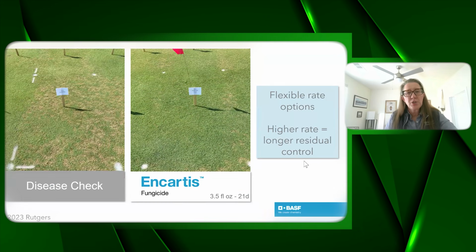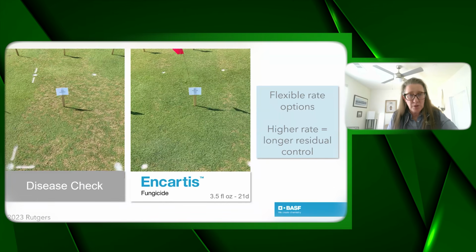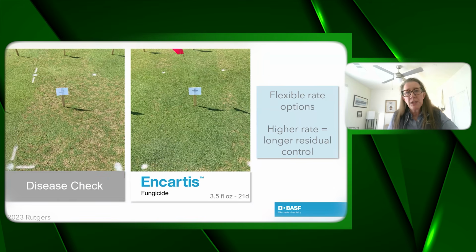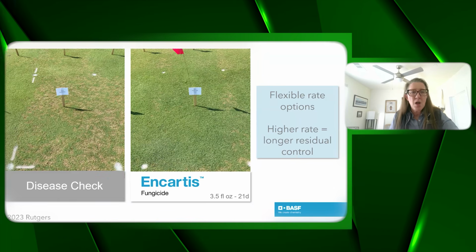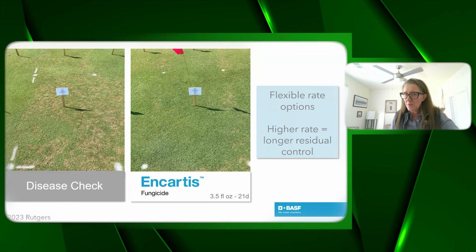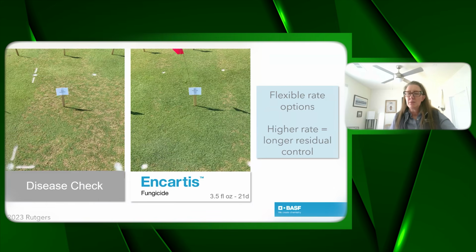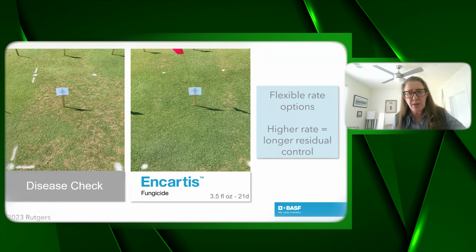This is Incardus, which is an SDHI chemistry of boscalid, which is a dollar spot material, plus chlorothalonil, which is a contact, compared to our disease check here, which you almost, if you didn't have a great eye for dollar spot, would not realize was dollar spot, because it could be a lot of things happening there. This is a Rutgers trial from 2023.